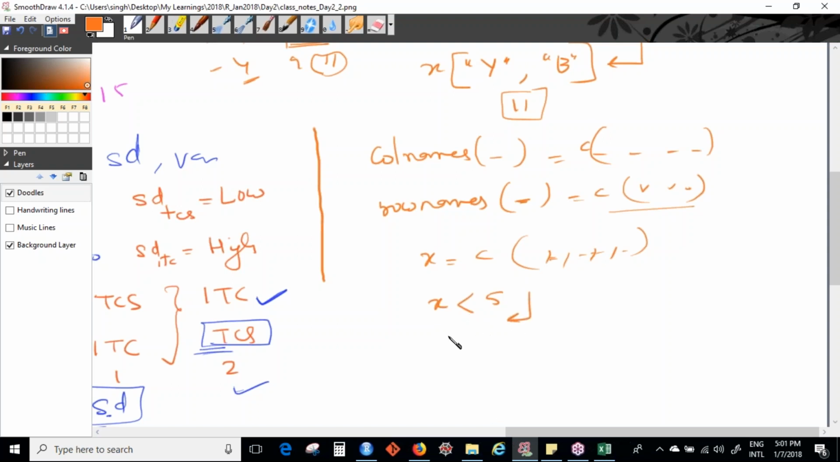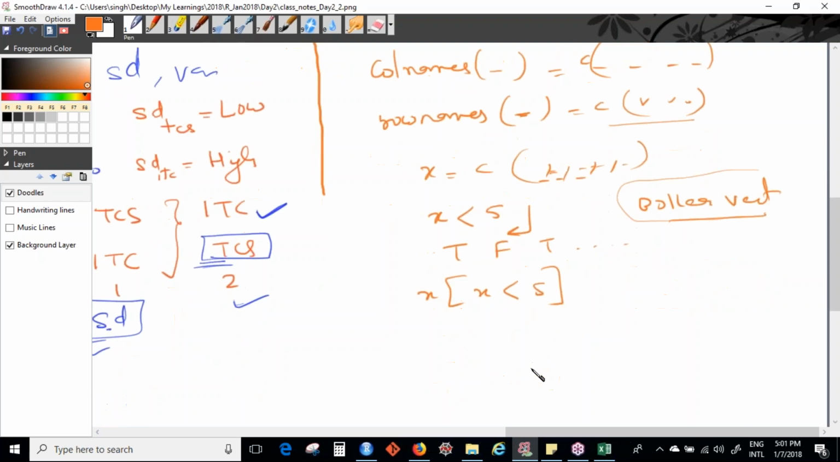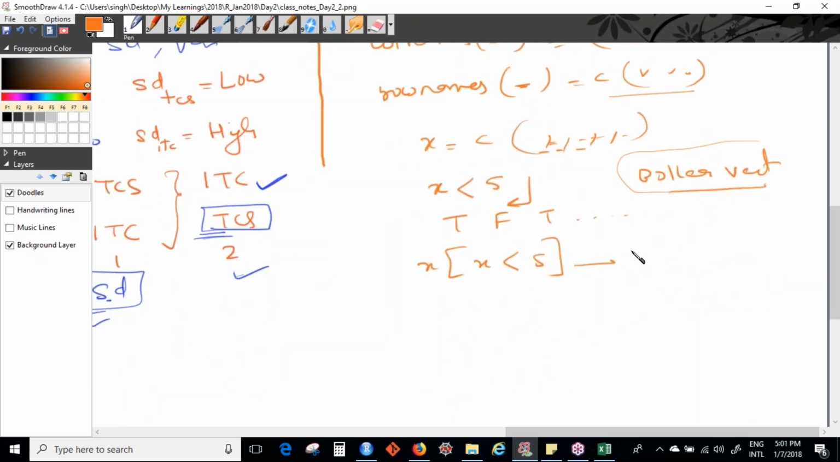If you give this, you will get a series of true and falses. You will get a boolean vector, a vector whose data type is true and false. But if you want the values to be printed, you just put them inside square brackets and you will get the corresponding elements.